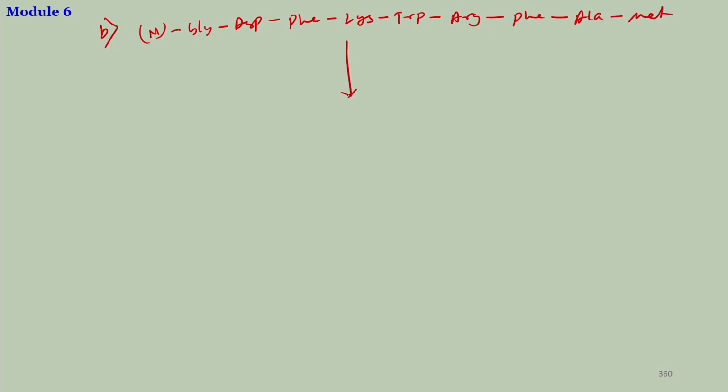Now, B is glycine, aspartic acid, phenylalanine, lysine, tryptophan, arginine, phenylalanine, alanine, methionine, and you are treating this with chymotrypsin.